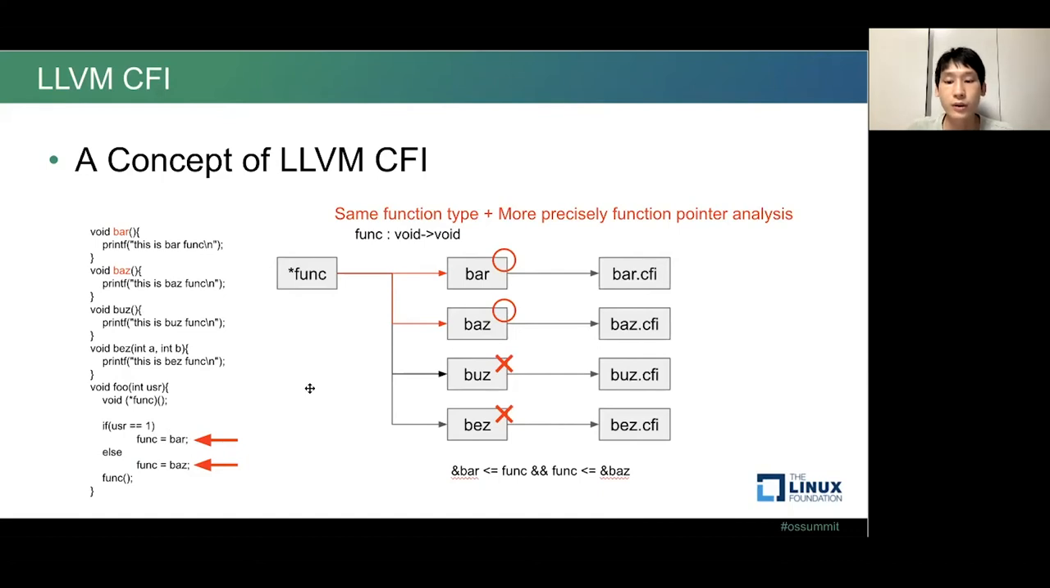So, more precisely, function pointer analysis performed this work. By this, function pointer analysis removed the buts choice. So in the end, the final CFI jump table has bar and bad functions. Now, we only check whether a function pointer is between the bar and bad functions.